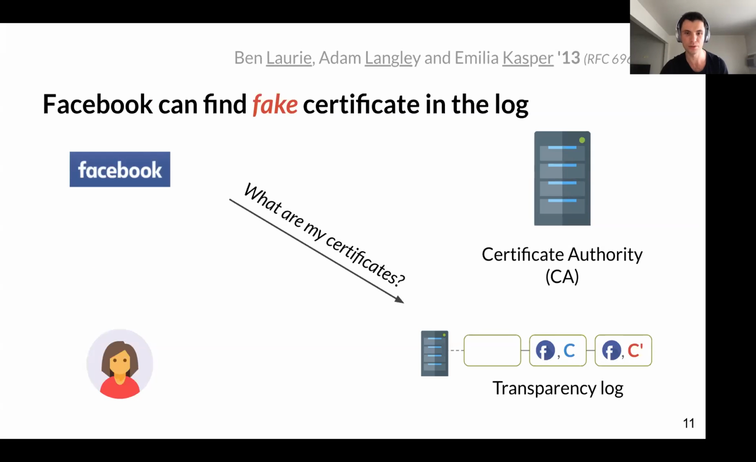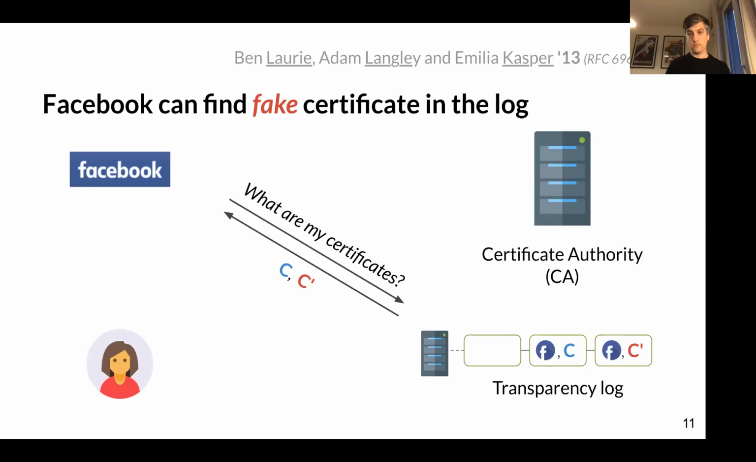And how can Facebook do so? Well, the idea is that Facebook will just monitor, and this is a keyword that we'll use throughout the talk, Facebook will monitor the log for its own certificates. It'll send a lookup query asking, hey, what are my certificates? And the log will say, hey, C and C prime are your certificates, and it'll prove this lookup. So this is a so-called lookup proof. It'll prove that these are all of the certificates for Facebook and nothing has been left out. And when Facebook notices the C prime, Facebook can whistleblow and say, hey, I've been impersonated. Here's a certificate C prime that I've never asked for, and this CA issued it for me, and this is really bad.